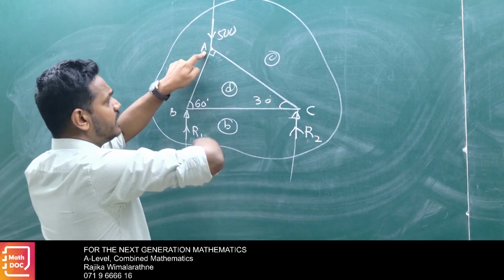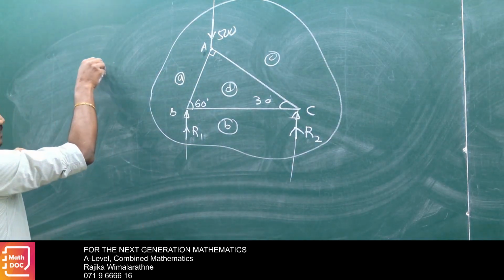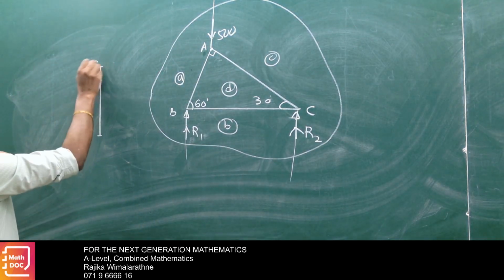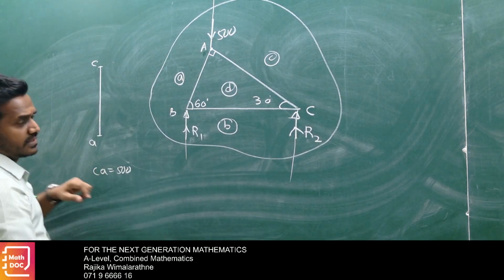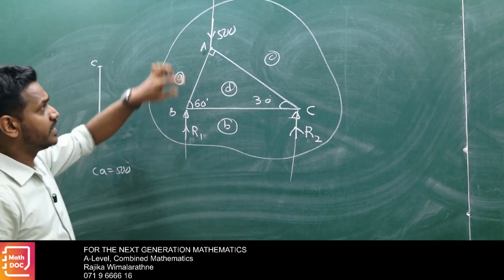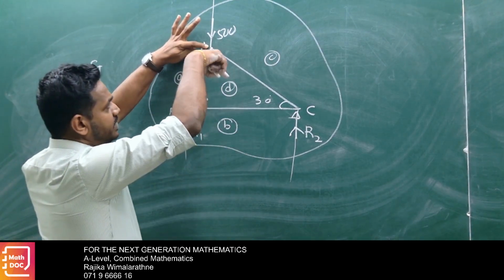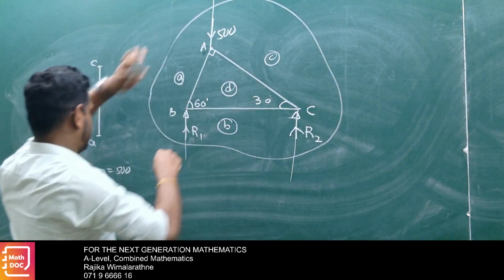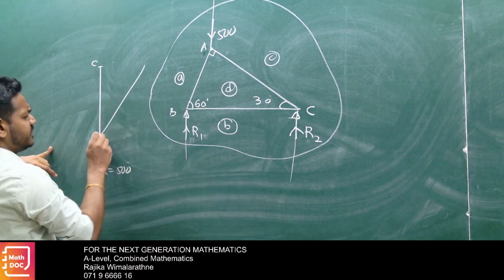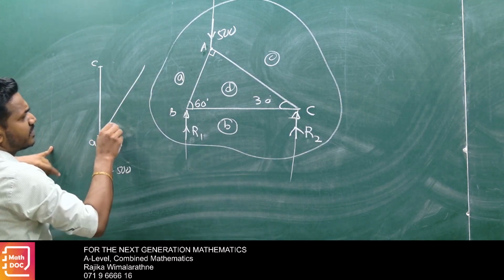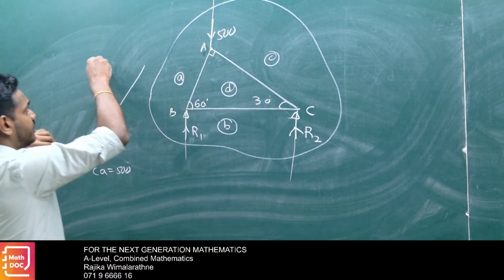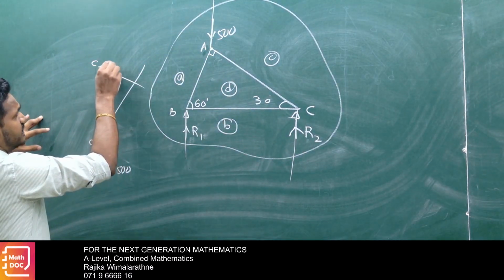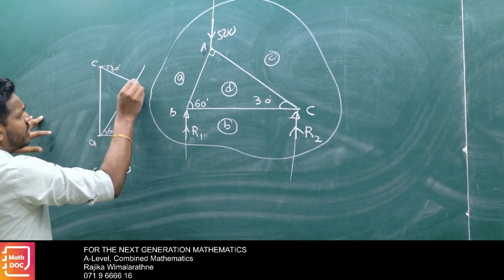CA downward 500. CA, 500. Do with me. Then AD to the horizontal 60. Then DC to the horizontal 30 this way. 30. Then this will be the common point D.